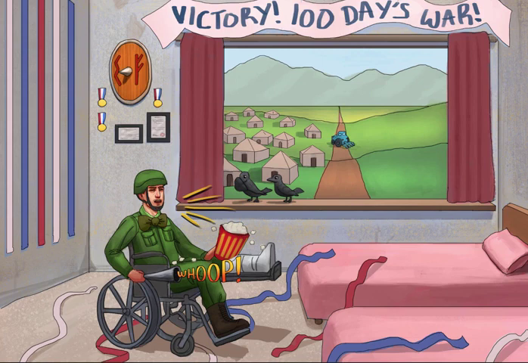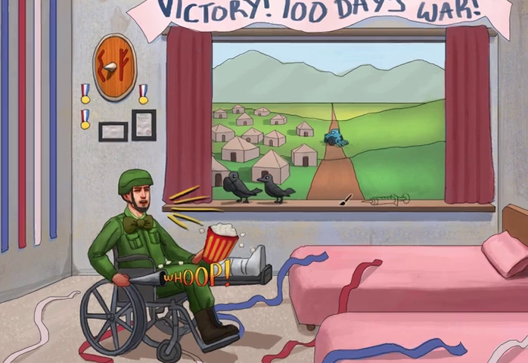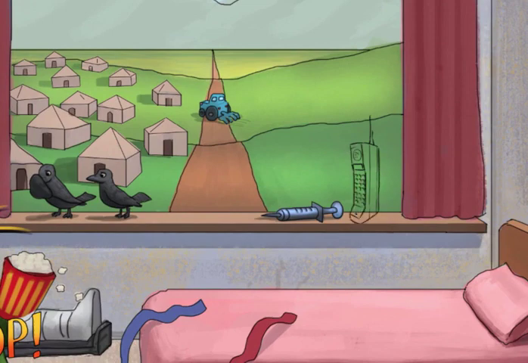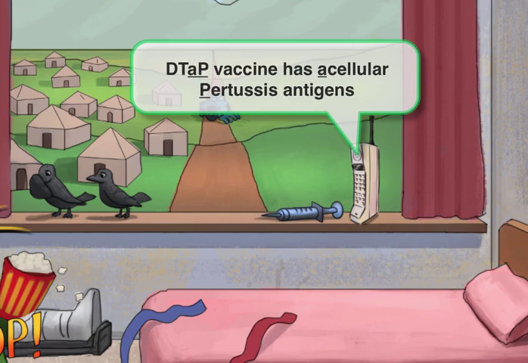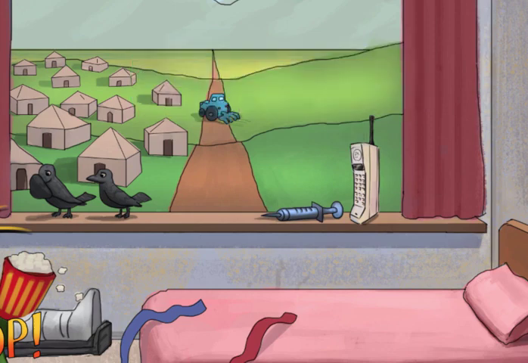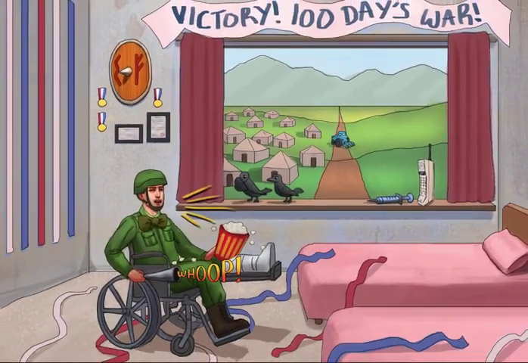But of course, we'll still draw in another memory hook for you. To help you remember the word acellular, we're going to add this old school cell phone sitting next to this vaccine syringe. We made it look like it's from the 90s because back then people actually called them cellular phones, not just cell phones. So the vaccine next to a cellular phone should remind you that the vaccine is acellular. You won't hear the term cellular vaccine, only acellular vaccine, so don't worry about confusing the two. Okay, that's all we've got for Bordetella pertussis.